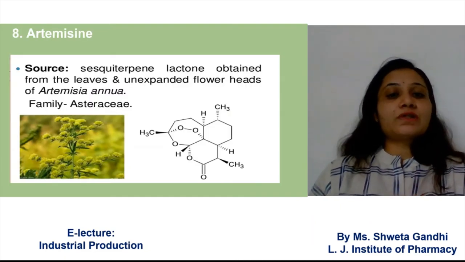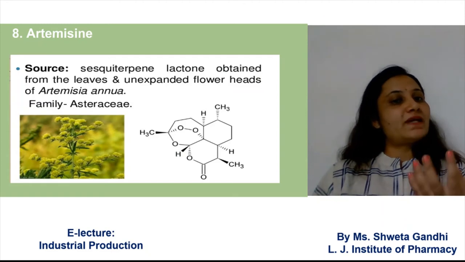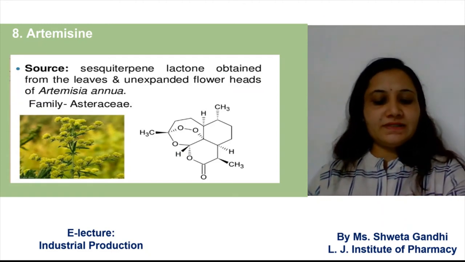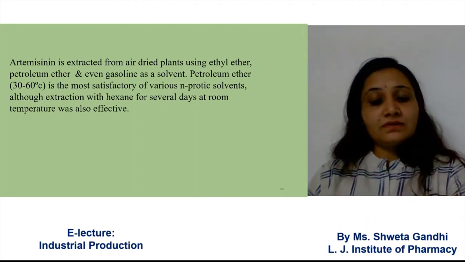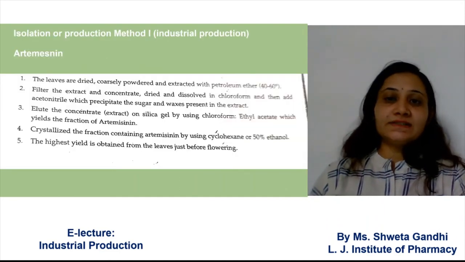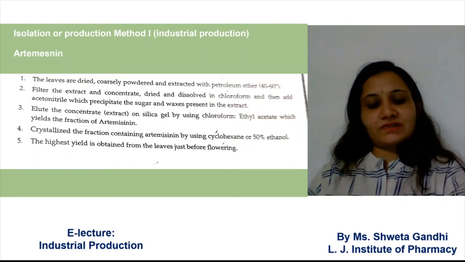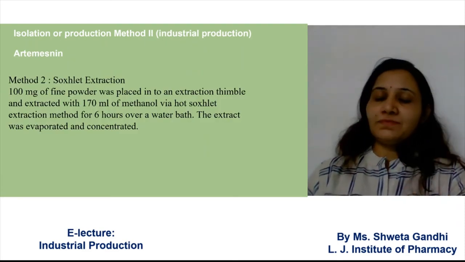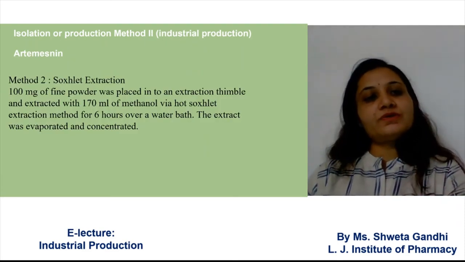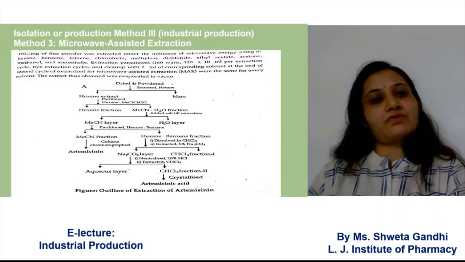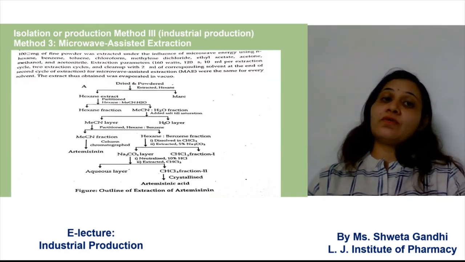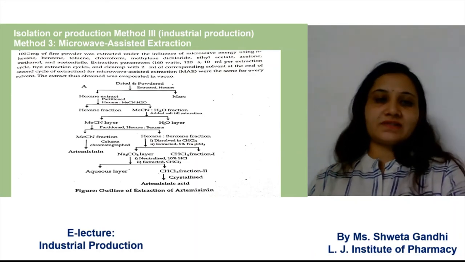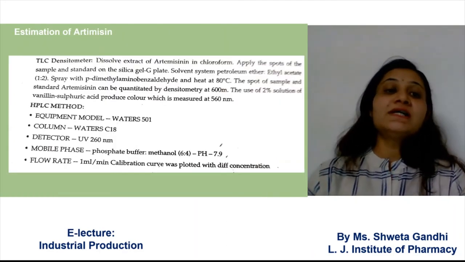It is a sesquiterpene lactone obtained from Artemisia annua, and the family is Asteraceae. Artemisinin is extracted from the air-dried plants using ethyl ether, and this is the method for its extraction. Soxhlet extraction can also be used for the industrial production of Artemisinin. The third method, widely used nowadays, is the microwave-assisted extraction of Artemisinin.